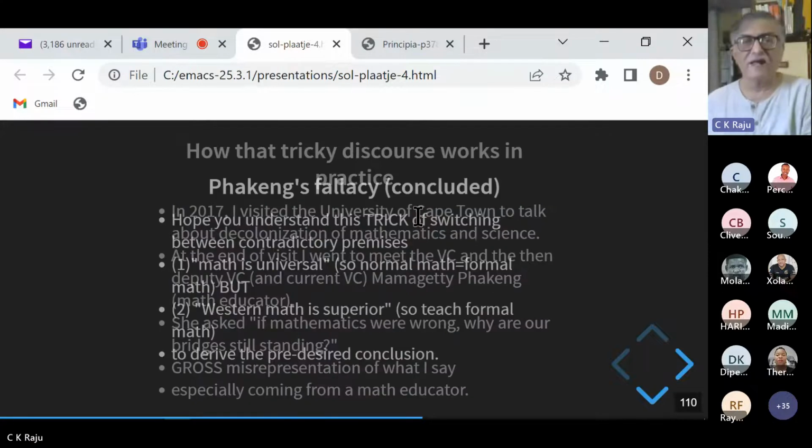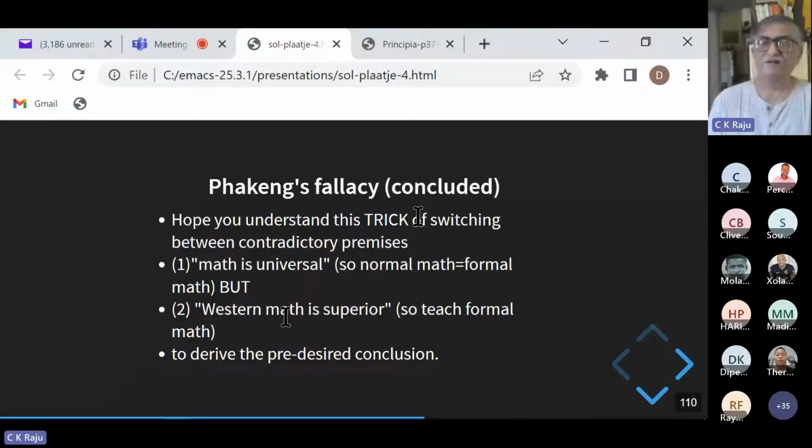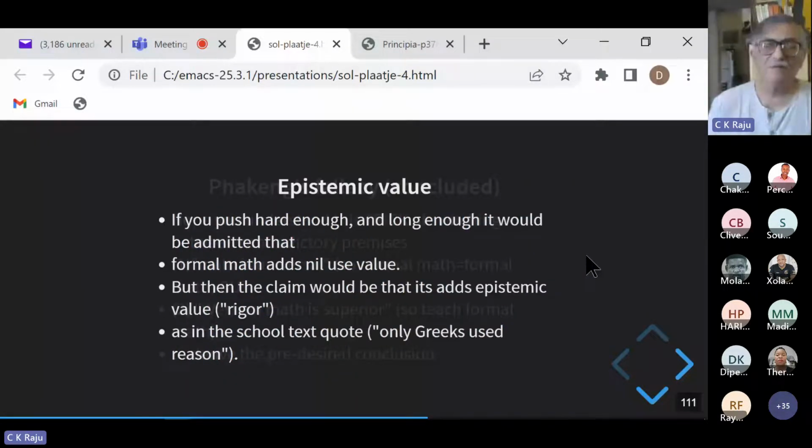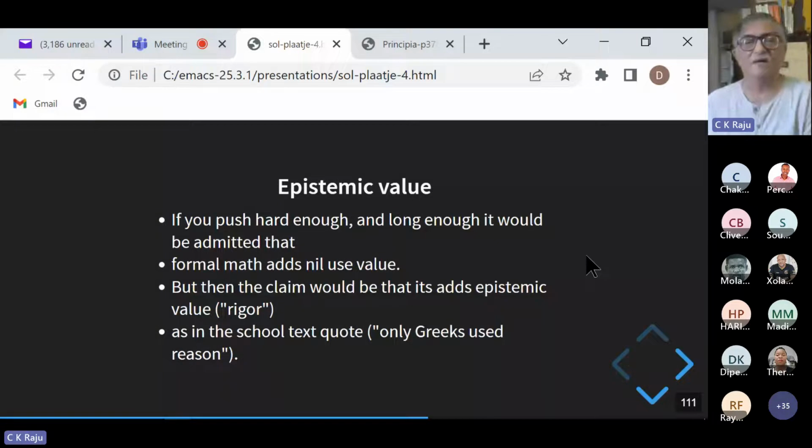So the fallacy is that you switch between two contradictory premises. One side you say formal math is superior, then you say, oh, they are the same. So the use value comes from normal math, the difficulty and the superiority comes from formal math. And because you are switching between contradictory premises, you can derive any pre-desired conclusion. We know that A and not A implies B, and B is any proposition. Okay, so ultimately, Hardy, for example, would admit that formal math has no use value. But then the claim would be that it adds epistemic value, it adds rigor to your proof. When you give this complex proof, you get rigor.